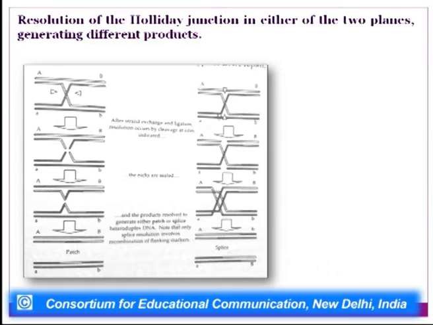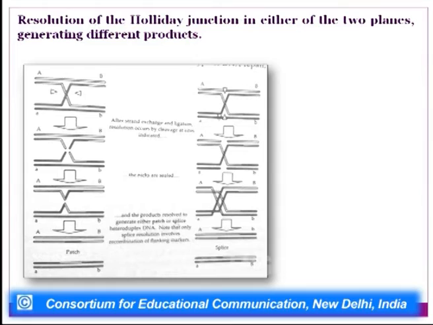You can see the arrows or the triangles which show the plane of resolution. One, on the left-hand side panel, is resolved after strand exchange and ligation; the resolution occurs by cleavage at the sites indicated. The nicks are then sealed and the products are generated. So, as you can see, there are two different products which are generated, the patch and the splice.